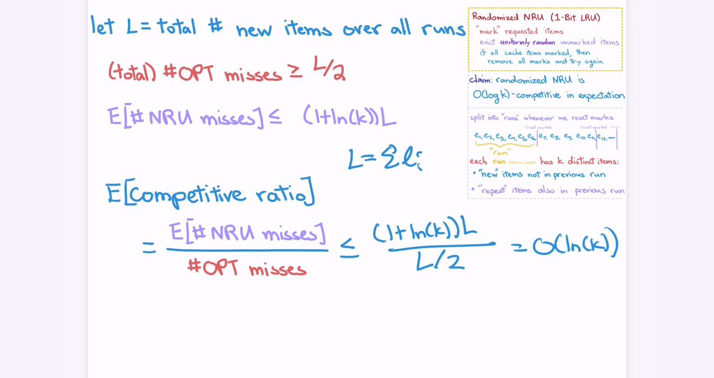Because each round you also make the L mistakes no matter what, and then the log k is coming from the repeat. That's from the harmonic series from the repeat. The one is because you always make the L mistakes.